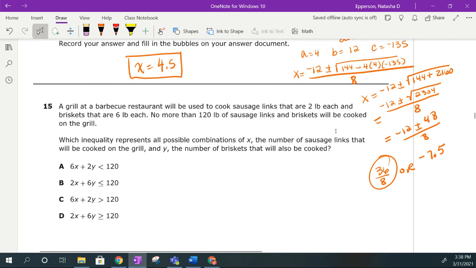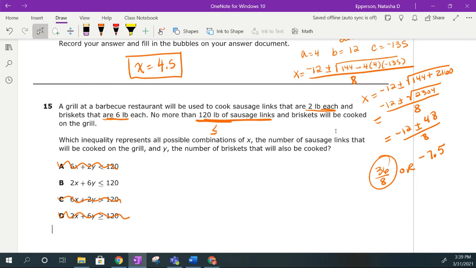All we're doing on this one, it says a grill at a barbecue restaurant is used to cook sausage links that are 2 pounds each and briskets that are 6 pounds each. No more than 120 pounds of sausage links and briskets will be cooked on the grill. No more, but that means we can have 120 pounds. So that means that's going to be less than or equal to. Looking at my answer choices, I'm going to eliminate A, C, and D. Oh, look, without even going any further, just looking at my symbol, it gives me my answer. But let's go ahead and finish out to make sure.